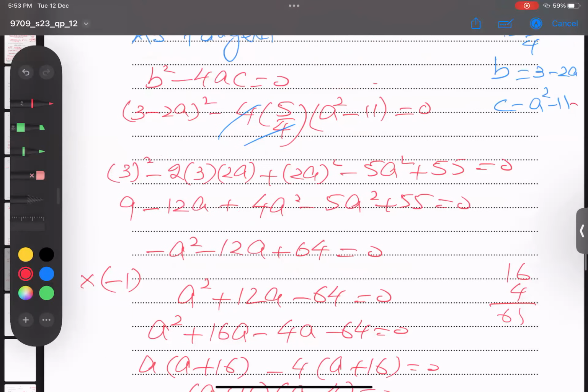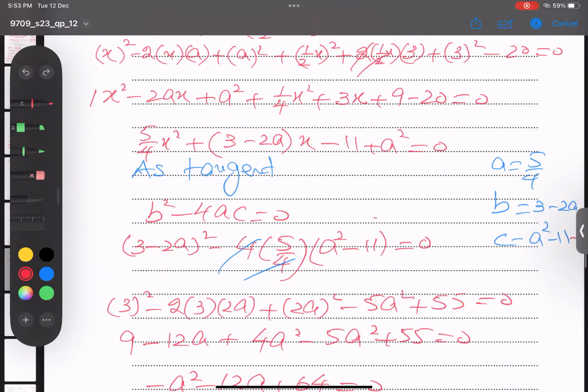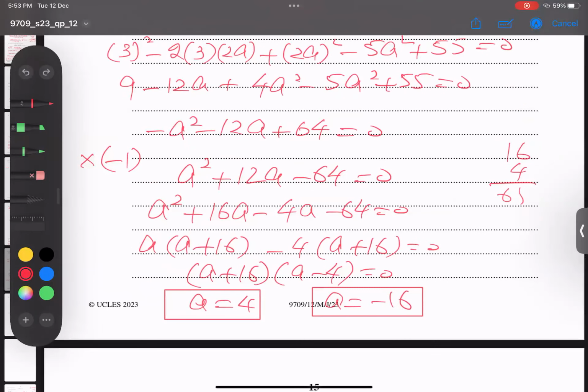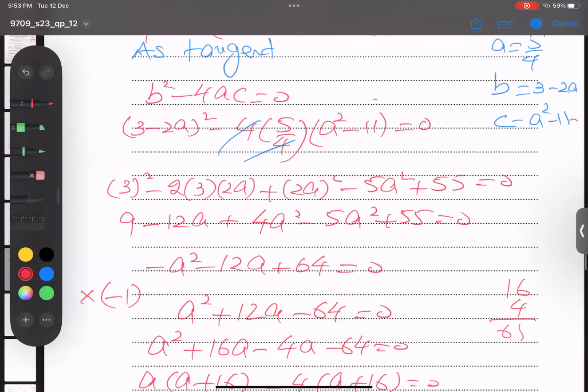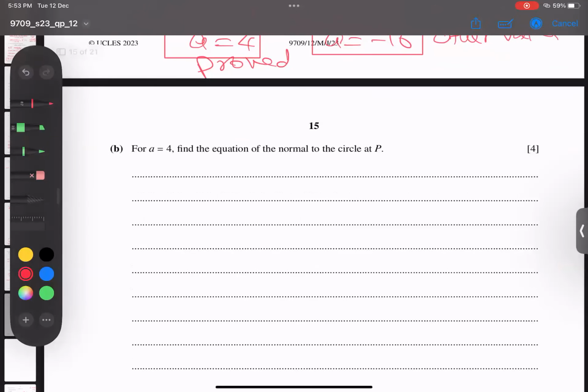And what was he asking? He was asking, show that one answer is 4 and find out the other possible value. And Alhamdulillah Rabbil Alamin, so the other possible value is this. And if it is proved, Alhamdulillah, a lot of algebra really is not an easy task, but you need a lot of attention. So let's talk about the next part.